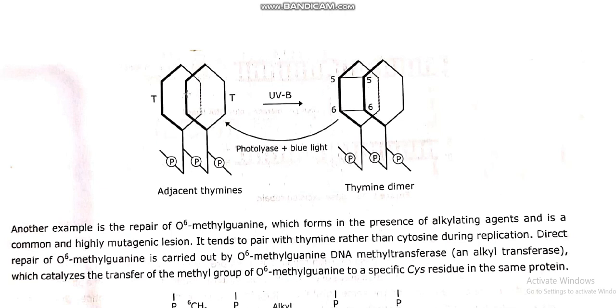This kind of damage is repaired by a mechanism called the direct repair mechanism. So how does direct repair work? When we apply blue light in the presence of the enzyme photolyase, the thymine dimer is converted back to its normal state. So this is the normal state. When UV light is incident on it, it converts to the abnormal thymine dimeric form. When blue light is given in the presence of the photolyase enzyme, it converts back to its normal form.